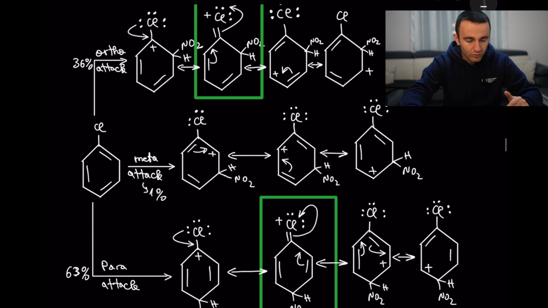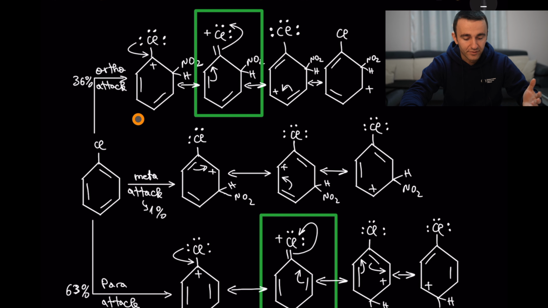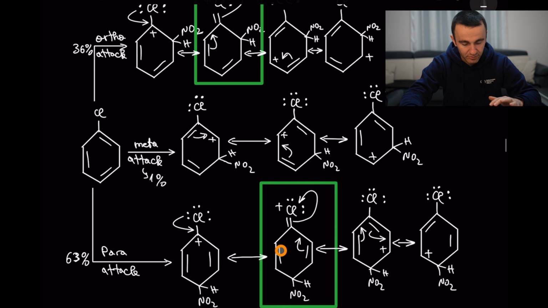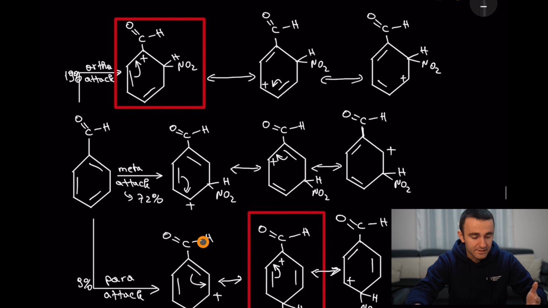Let's move now to chlorine. Chlorine is another example. Again, the reason is the same: more resonance structures, more stabilization of the carbocation intermediate. As you can see here, it's stabilized, the most stable compound, and here again stabilized, and is the most stable compound.